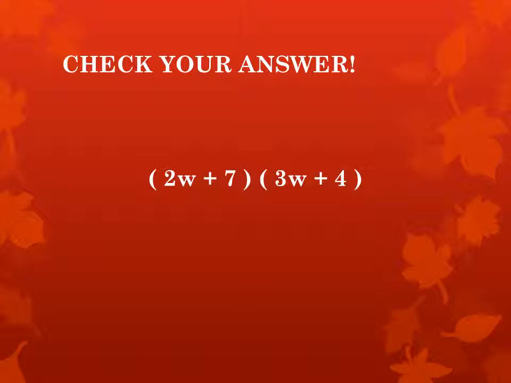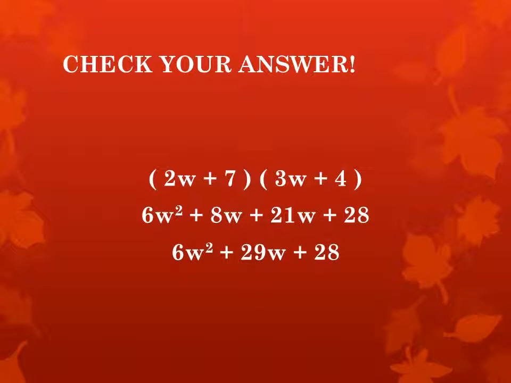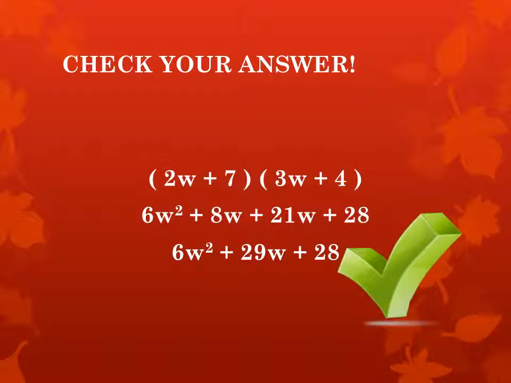Let's check our work. Start out with 2w plus 7 times 3w plus 4. FOIL together to get 6w squared plus 8w plus 21w plus 28. Simplifying further, we get 6w squared plus 29w plus 28. Our work matches the original equation, so we know we did it correctly.